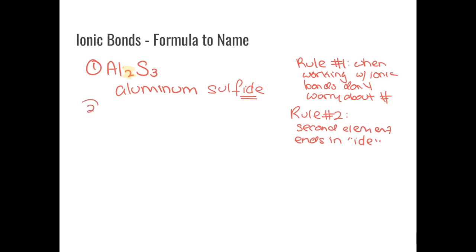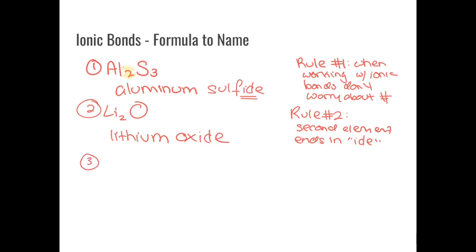Okay, the next one. Let's see if we did Li2O. So let's look at the periodic table, and we see that Li stands for lithium, and O stands for oxygen, but we don't write lithium oxygen because that sounds like two separate elements. We write lithium oxide.